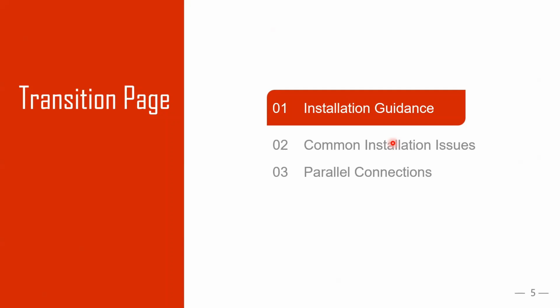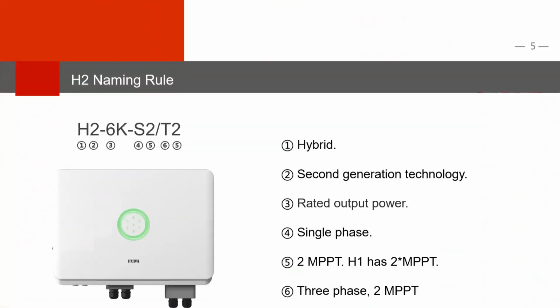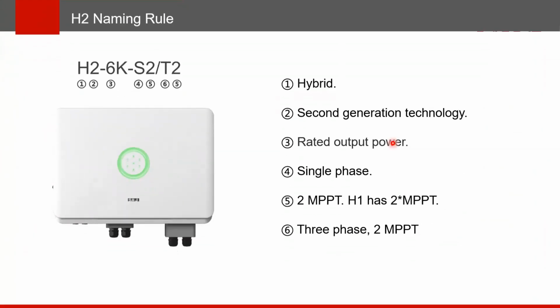Okay, let's go. First of all is the installation guidance. But before that, I hope we can know more about our products, like the naming rule. H2 means hybrid, right? And 6K means 6 kilowatts, which is the rated power. And S is single phase, T is three phase. It's very simple, right? Let's just remember this naming rule. It's very simple for us to remember.